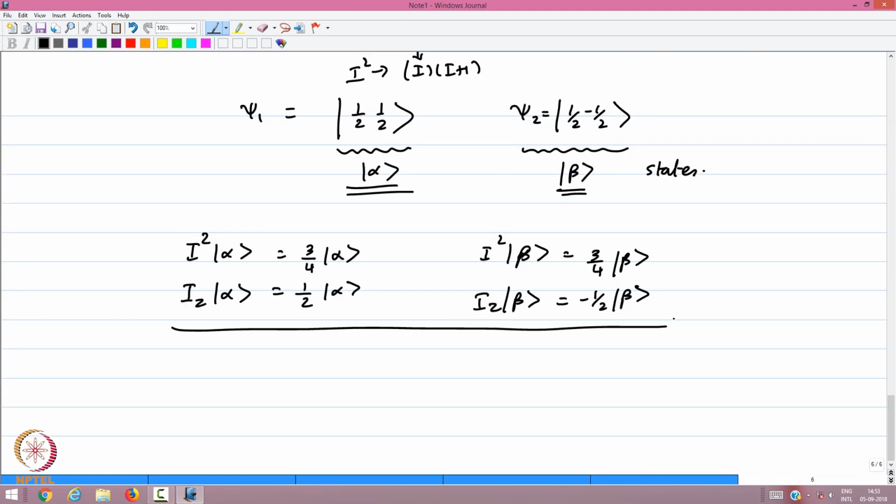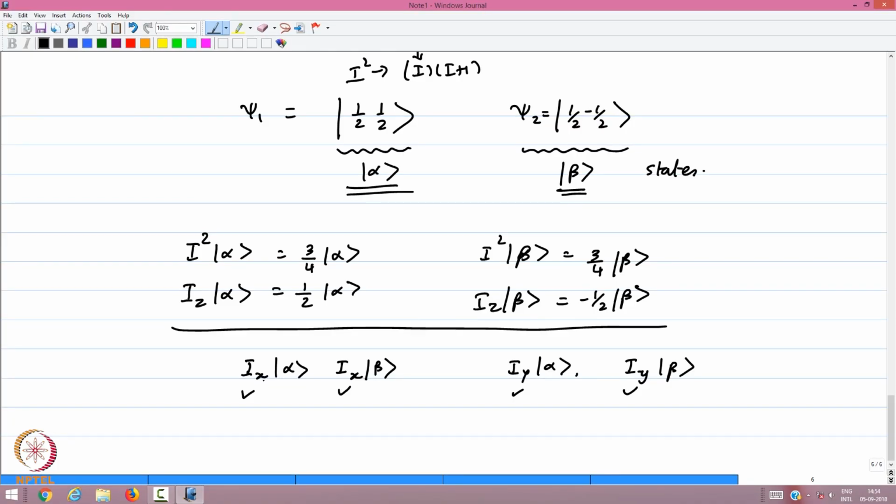Okay. Now, while this is clear, what about the action of Ix on alpha, Ix on beta, Iy on alpha, Iy on beta? These are the other two spin angular momentum components, and even though alpha and beta are not simultaneously eigenfunctions of Ix and Iy, we must know what happens when Ix operates on alpha or Ix operates on beta, and likewise Iy on alpha or beta.